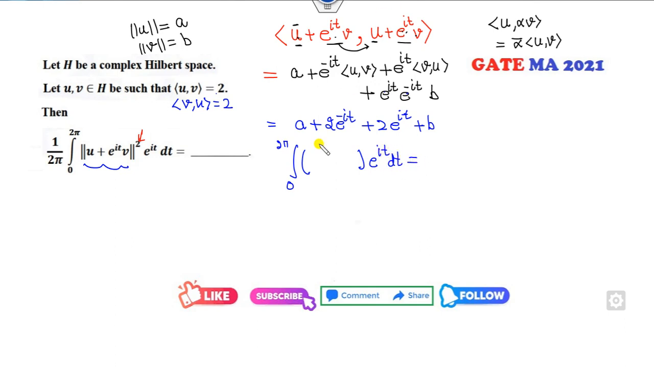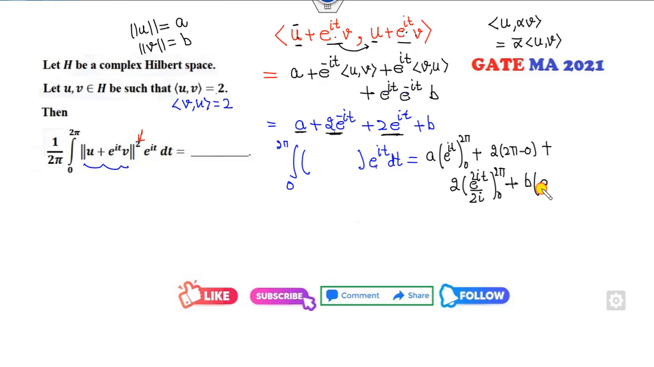Now I can integrate this from 0 to 2 pi. I can write this value times e raised to power iota t. So what is the answer of this? Firstly, I can multiply this. So a times e raised to power iota t from 0 to 2 pi, plus if I multiply this, it cancels out, so the integration of the 2 will be 2 pi minus 0, plus the integration of this 2 will be outside, e raised to power 2 iota t divided by 2 iota from 0 to 2 pi, plus b is a constant value, e raised to power iota t over iota from 0 to 2 pi.